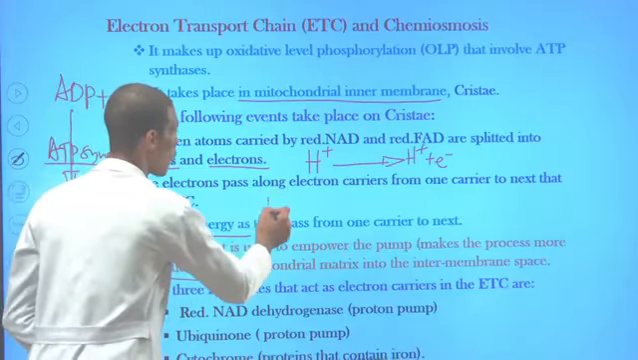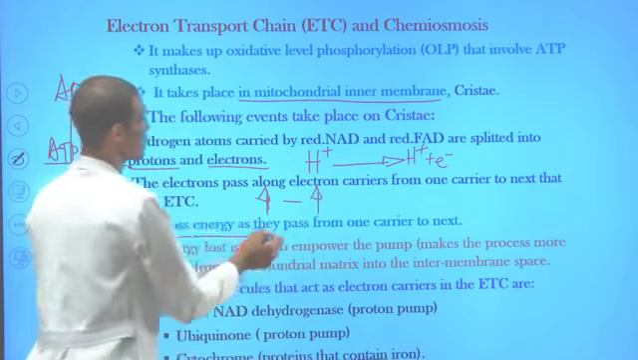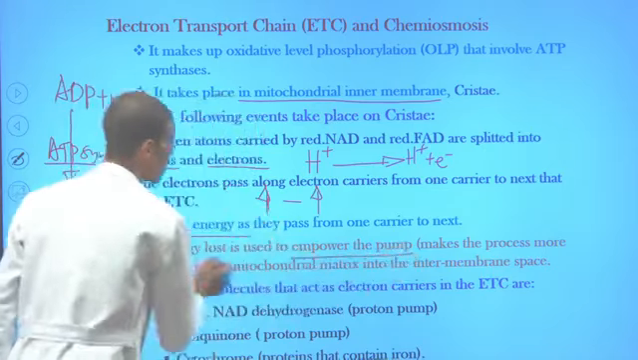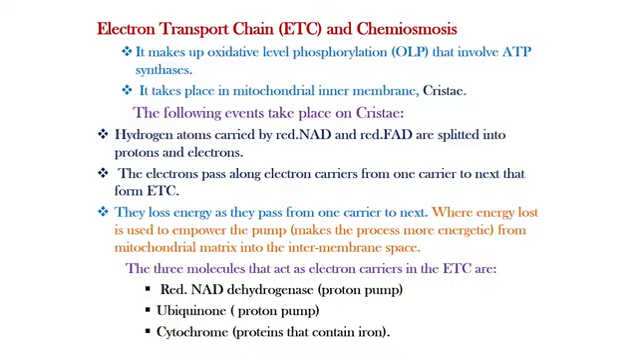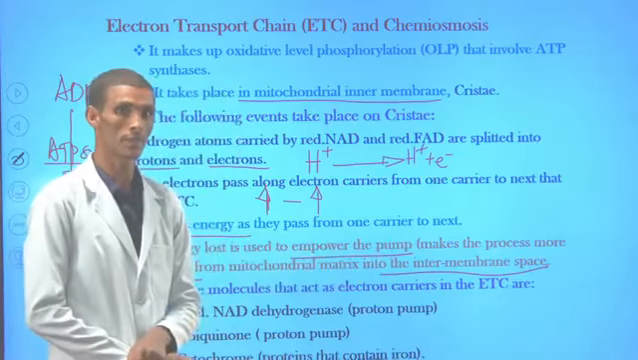When they are jumping from one carrier to another, there is a loss of energy. Energy loss is very important in powering the system, making the electrons jump from one step to another, and it enables the process to accumulate protons in the mitochondrial inner membrane space.